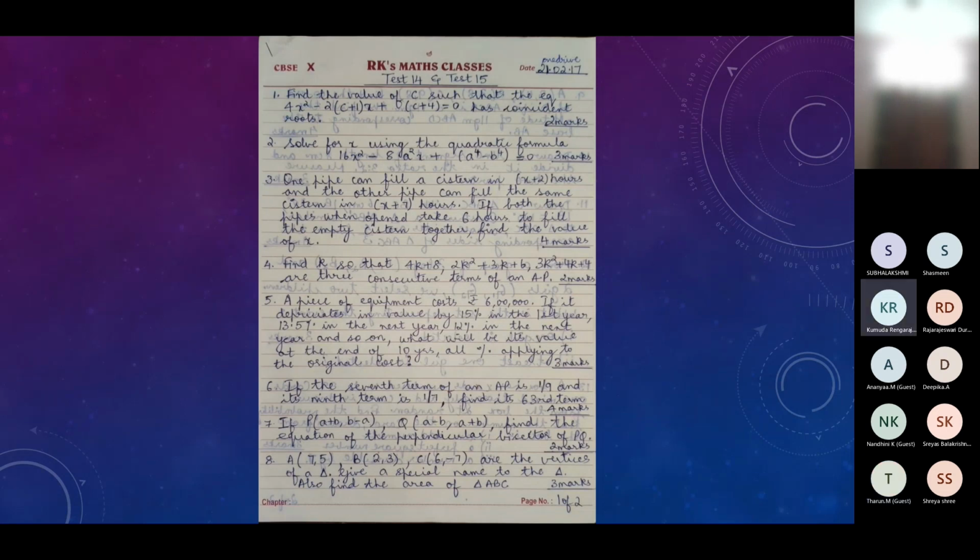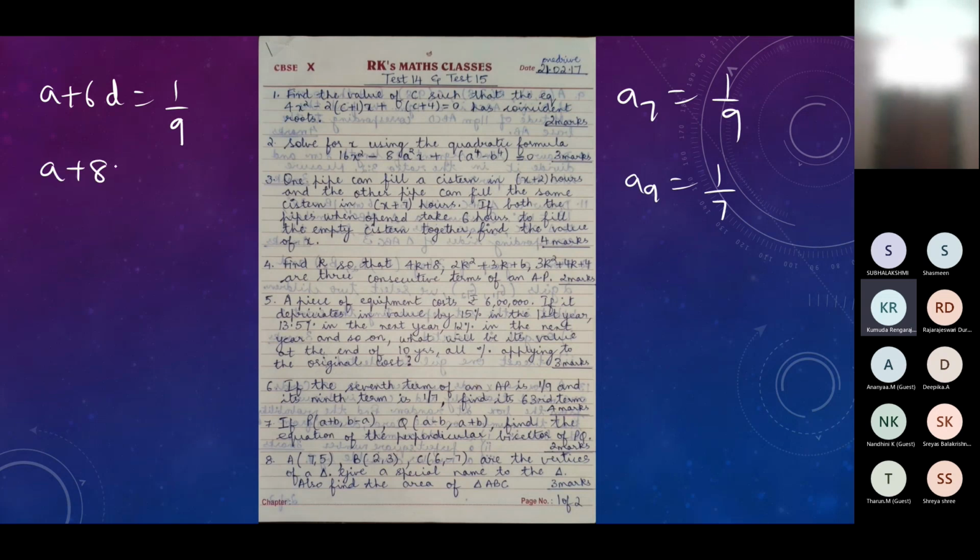Very good. Okay, fine. So I think most of you know how to work it. The 7th term, A7 is 1 by 9. And the 9th term, A9 is 1 by 7. So from this you construct equations like this: A plus 6D is equal to 1 by 9 and A plus 8D is equal to 1 by 7. So on solving, you all said A is 1 by 63 and D is also 1 by 63.